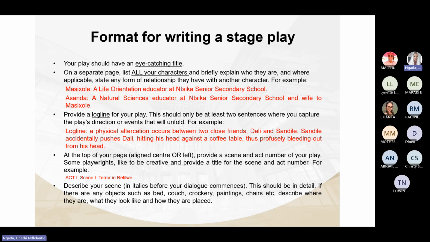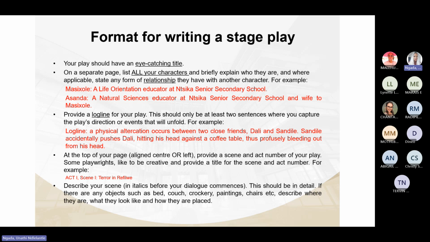Then at the top of your page, either aligned center, middle, or aligned left, provide a scene and an act number of your play. So some playwrights, for example, like to be very creative with this and provide a title for the scene number or the act number. So for example, the playwright here might say Act 1, Scene 1, and give it a title, Terror in Refuge. So describe the scene.